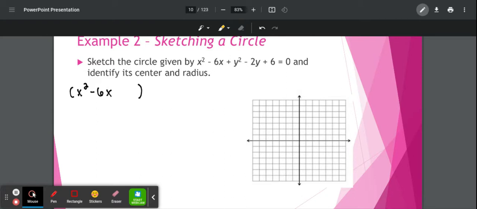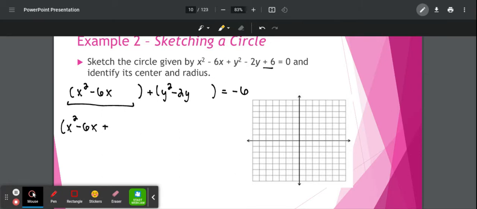and then we're going to leave room because we're going to have to add something to complete that particular square with x's. And then we'll have plus y squared minus 2y. We're going to have to complete that square too. And we're going to move this 6 to the other side. So in this first group right here, to create a perfect square trinomial, we have x squared minus 6x. And remember, to that, we add b over 2 squared. So in this box right here, we're going to add b over 2 squared. Same thing here, we're going to add our b over 2 squared.